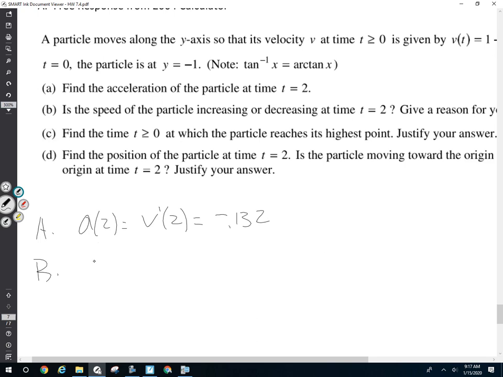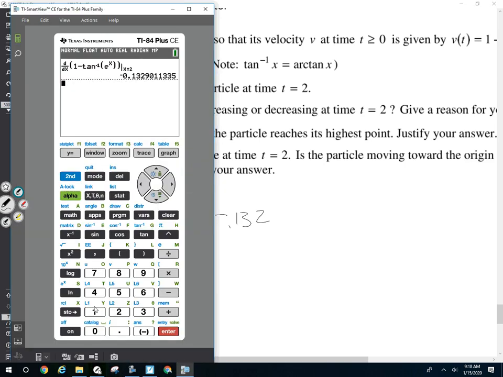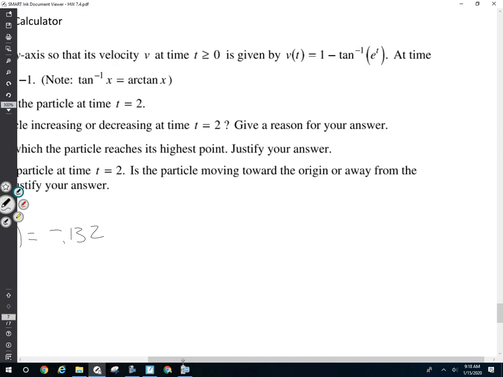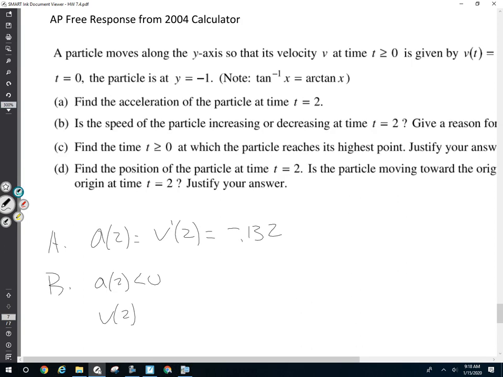We know the acceleration is negative. A of 2 is negative. V of 2, let's find v of 2. So let's go 1 minus tan inverse of e to the second. Just plug in 2 into your velocity. All right. Is negative 0.436. That's negative. Speed is increasing. Why? Signs of v and a are the same.